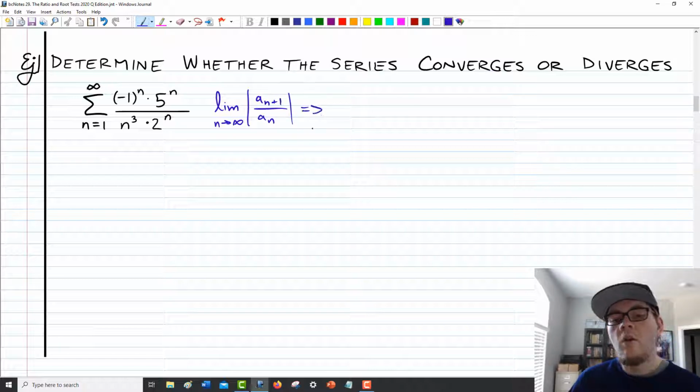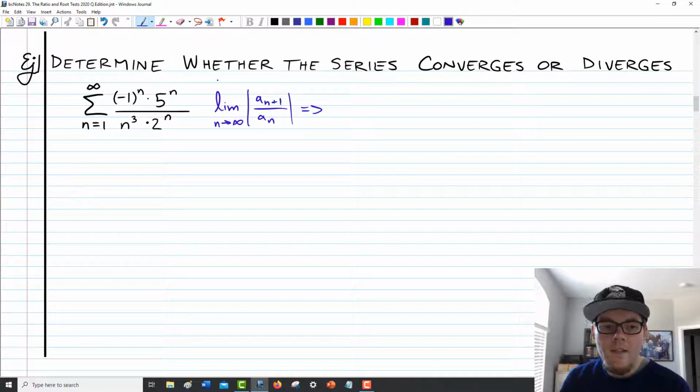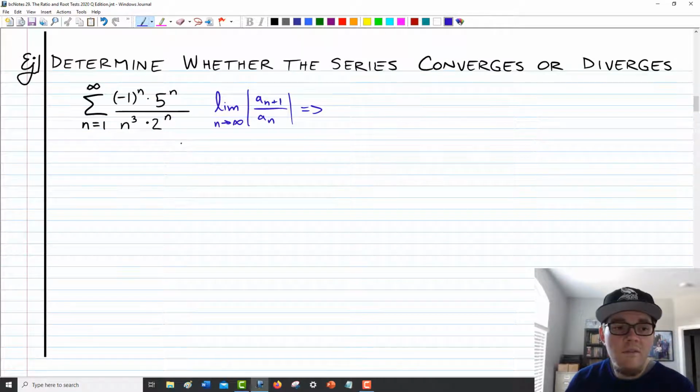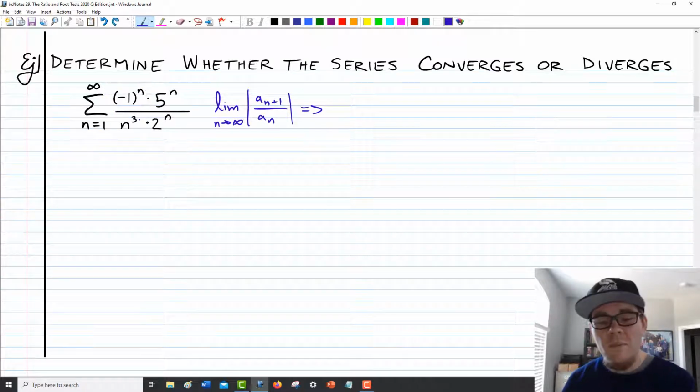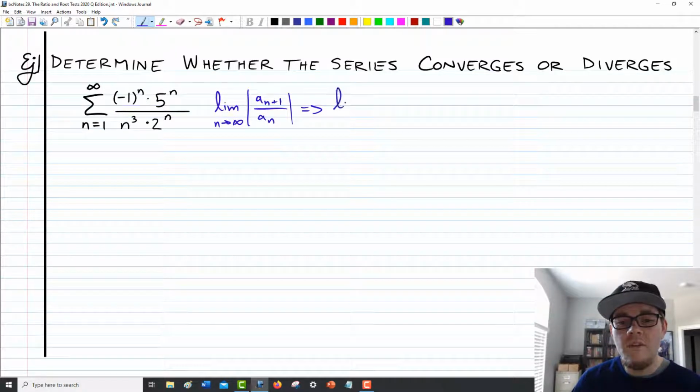Something you can do, though, just as a heads up, is since we know that the absolute value is all about just making sure everything's positive, we could skip that first step and just eliminate the absolute value. And so that's what I'm going to do here, just for the sake of cleanliness.